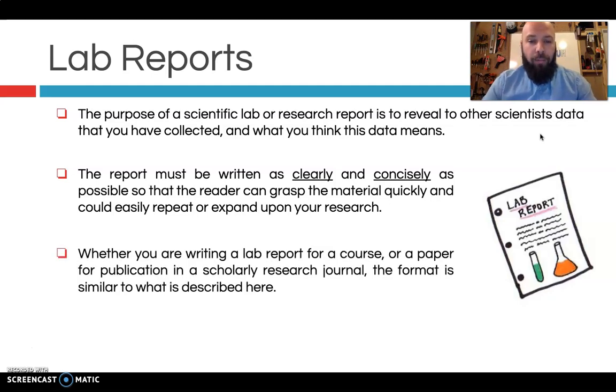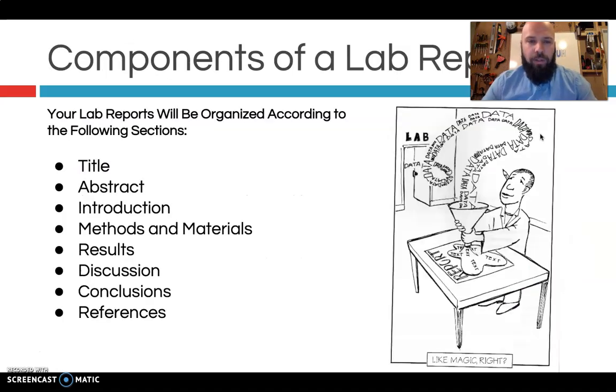Whether you're writing a lab report for a course, a publication, or a journal article, the format is very similar to what I'm about to describe. A couple of things to take note of: always write in past tense, never use personal pronouns. This is why it's called a formal lab report. You're also not telling a story, you're stating the facts. So you're going to be as clear and concise as possible, just laying out exactly how the lab was done, what was recorded, and your own interpretations.